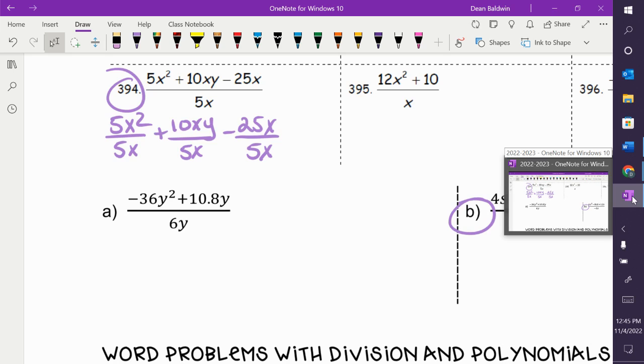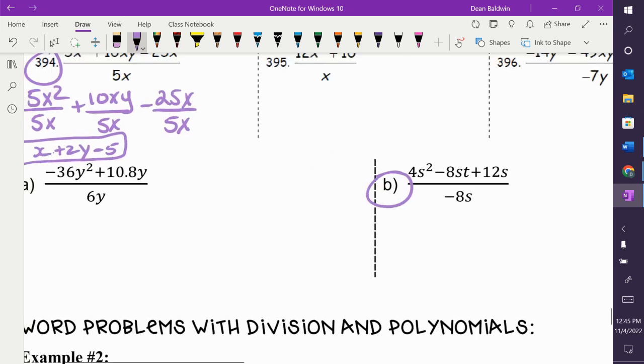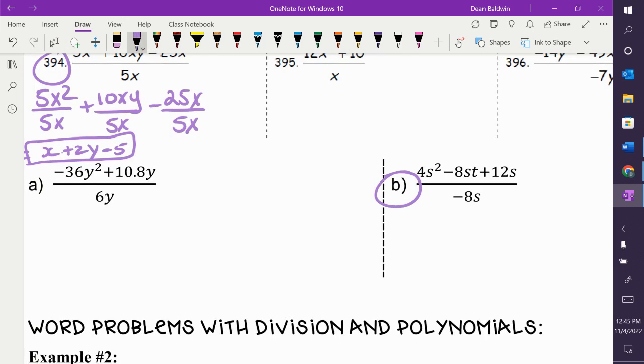What happens to the 5's in the first one? Cancel. What's x squared over x? It's just x. 10 divided by 5. What happens to the x's? So you're left with 25 divided by 5. It'll be negative 5 because there's a negative there. And the x's disappear. So it's x plus 2y minus 25. I could put 15 terms in the numerator. It's the exact same thing. Every time, this goes under each one of these.